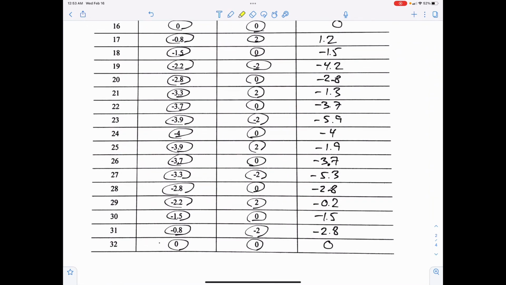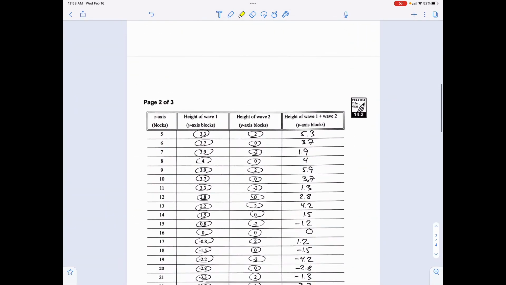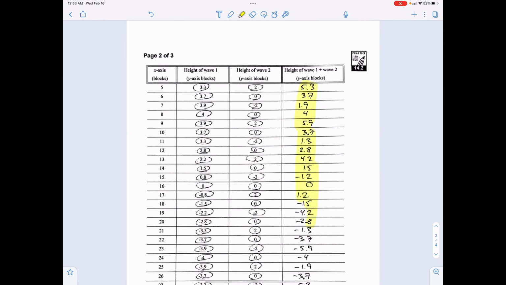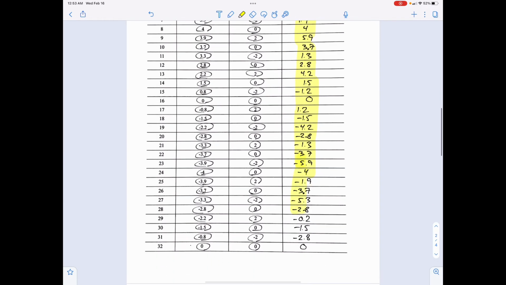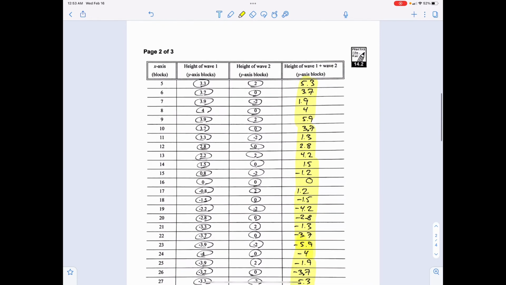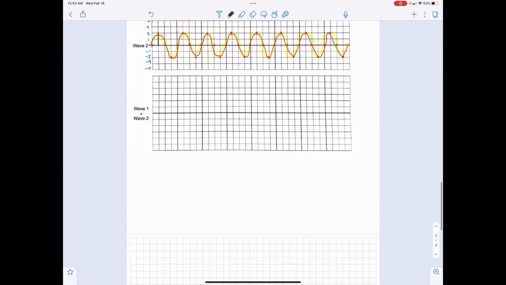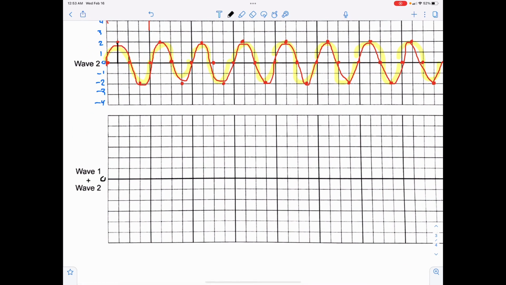So what we're going to be doing now is graphing all these values here. Let's pause the video right now and graph the height for each block. Remember, there's 32 blocks along the way. One hint I'll give you is that you now have 0, 1, 2, 3, 4, 5, 6 going up, negative 1, negative 2, negative 3, negative 4, negative 5, negative 6 going down.